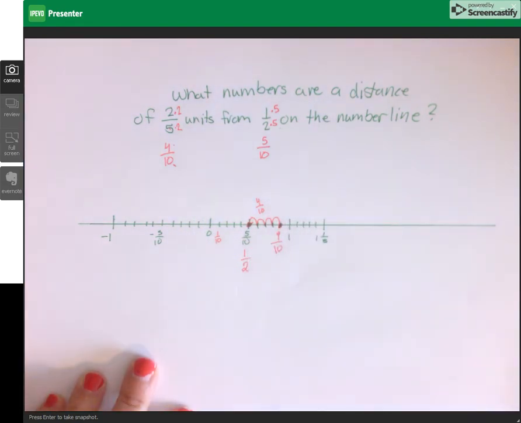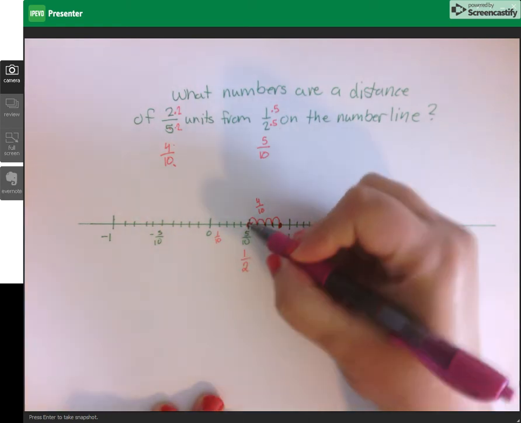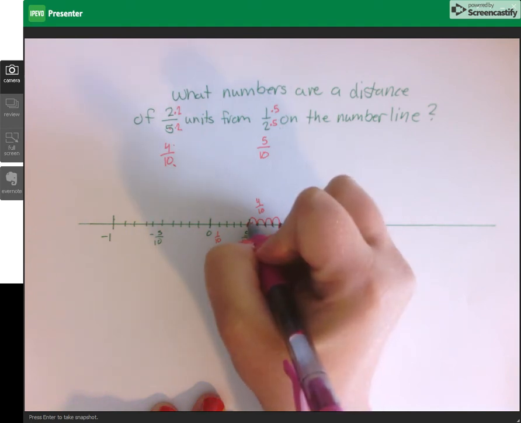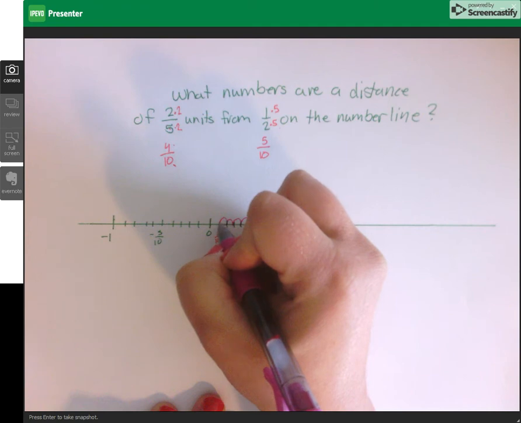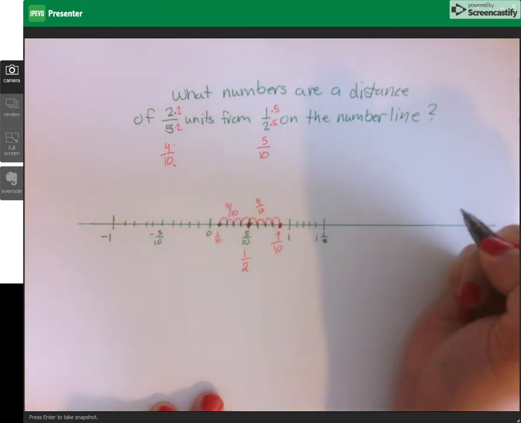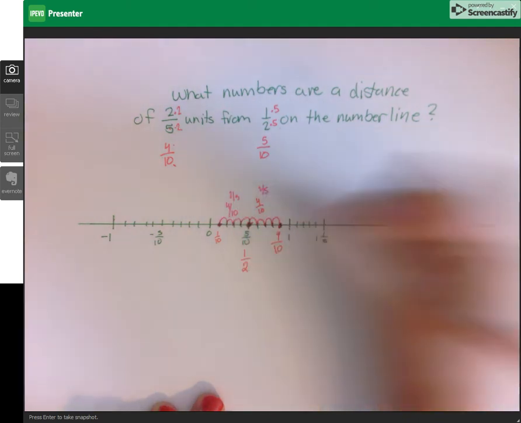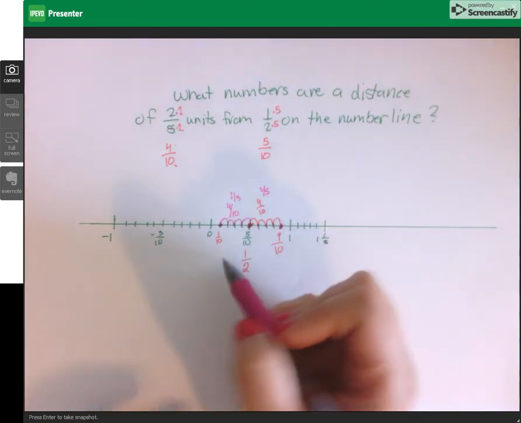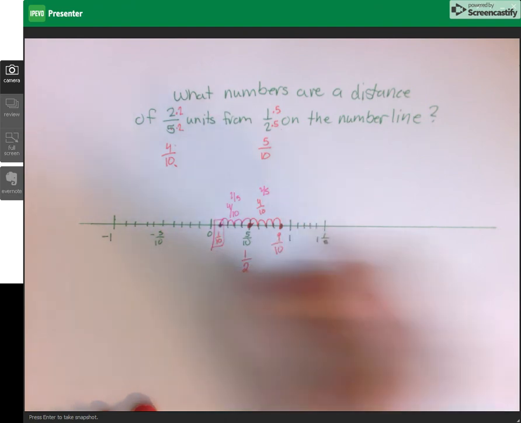And now let's go in the opposite direction. So starting here again at 1/2 or 5/10, however you want to look at it. We're going to go 4/10 units again. 1, 2, 3, 4. So here again is 4/10. Or we can say 2/5. Those are equivalent fractions. We could say it either way. So this leaves us here at 1/10.